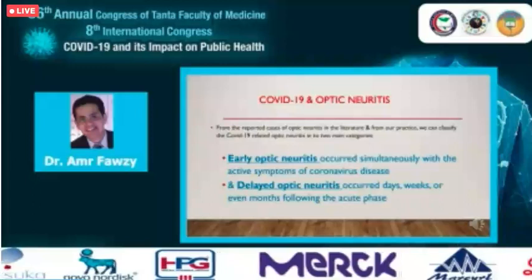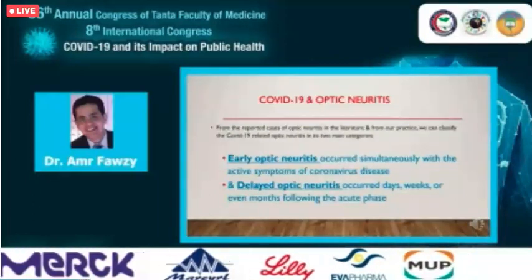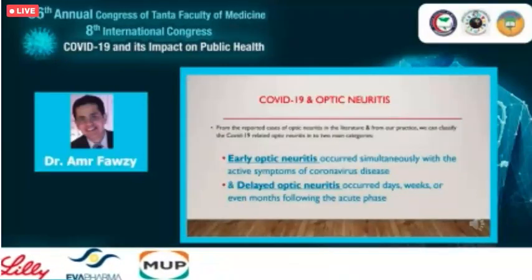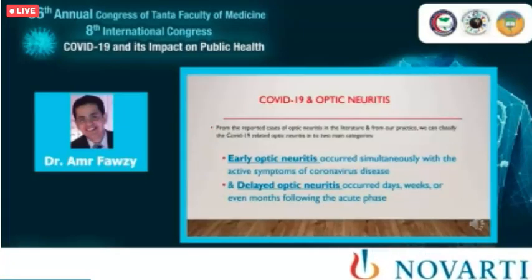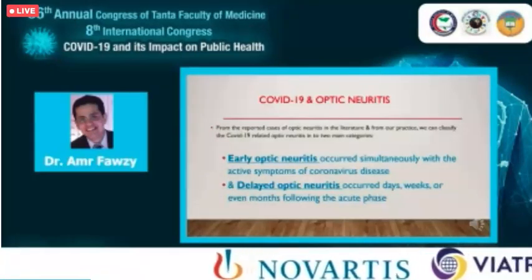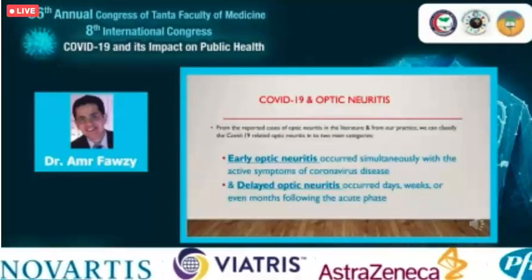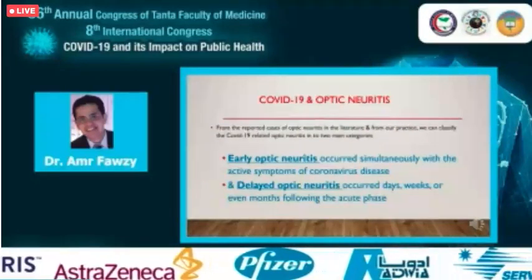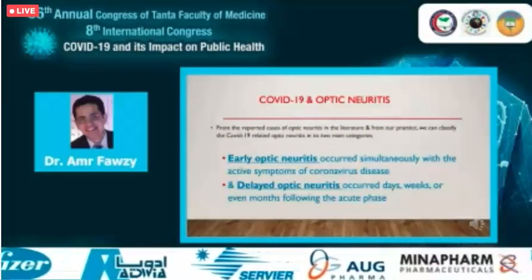COVID-19 and optic neuritis. From the reported cases of optic neuritis in the literature and from our practice, we can classify the COVID-19 related optic neuritis into two main categories. Number one, early optic neuritis, which occurred simultaneously with the active symptoms of coronavirus disease, and the other type, delayed optic neuritis, which occurred days, weeks, or even months following the acute phase.